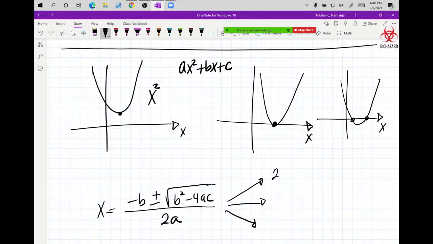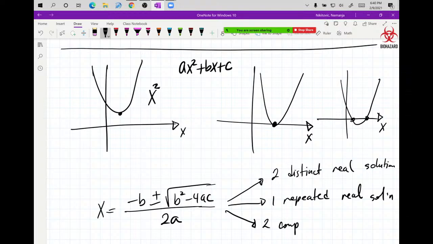This is a 2 distinct real. Then you can have 1 repeated real answer, solution, whatever. And you can have the 2 complex conjugate answers.